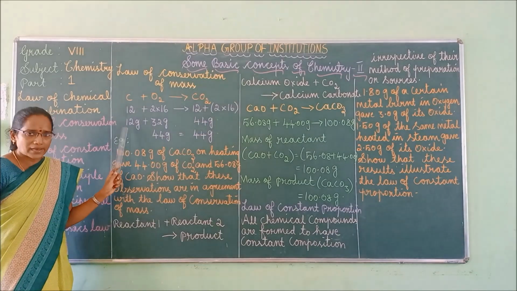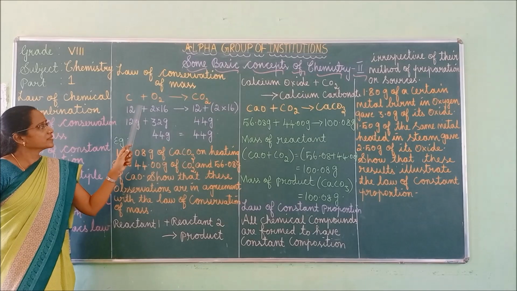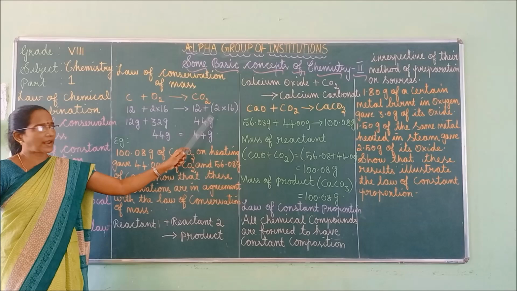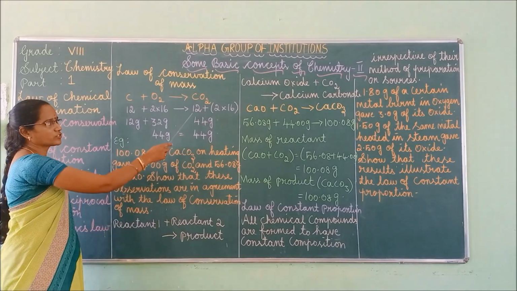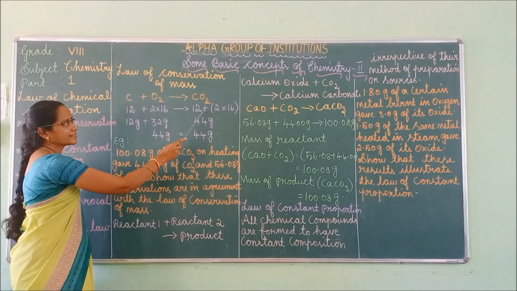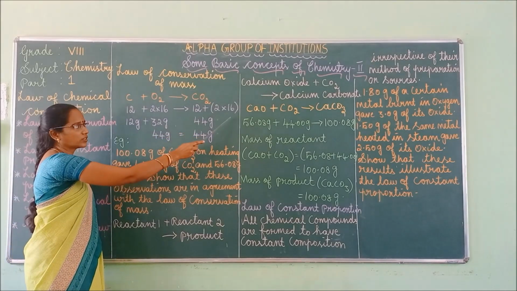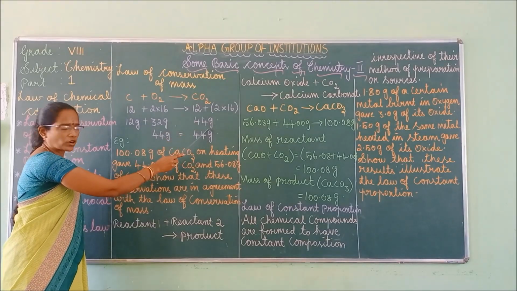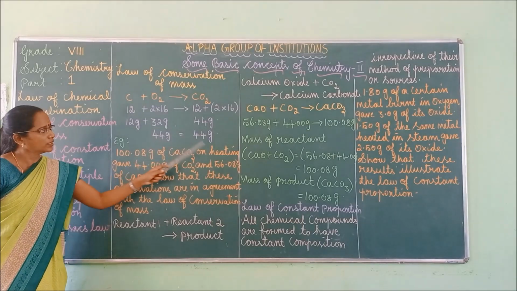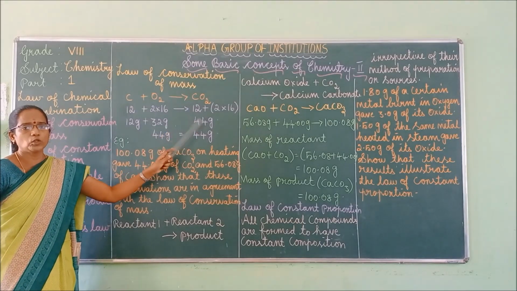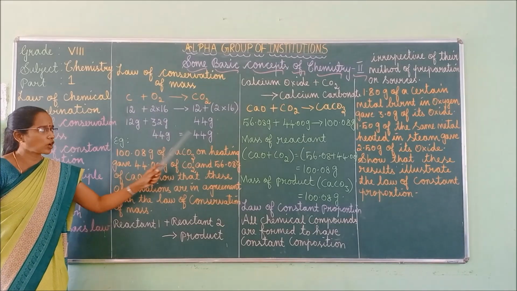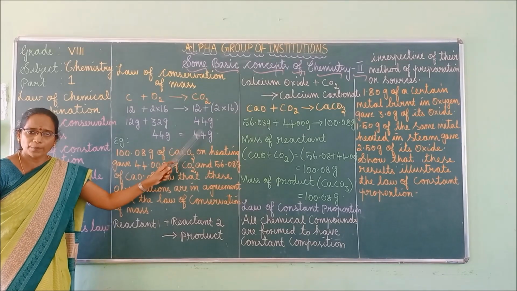Now 12 grams of carbon plus 32 grams of oxygen combine to give 44 grams of carbon dioxide. Here you have to add: 12 grams of carbon, the mass number, plus 32 for oxygen. So 32 plus 12, you will get 44 grams. So this 44 gram is the reactant value, and this 44 gram is the product value. So what do you understand from this? The mass of the reactants is always equal to the mass of the product.